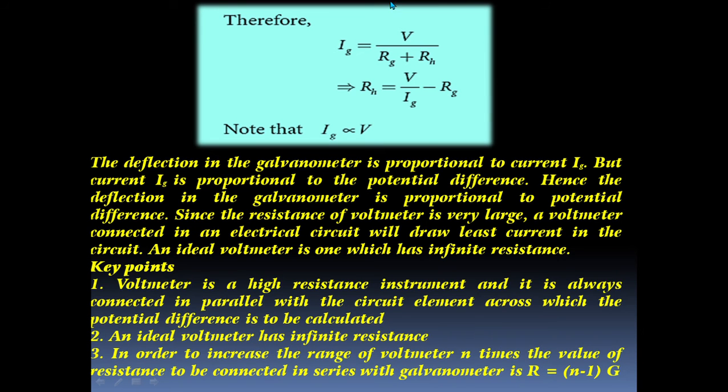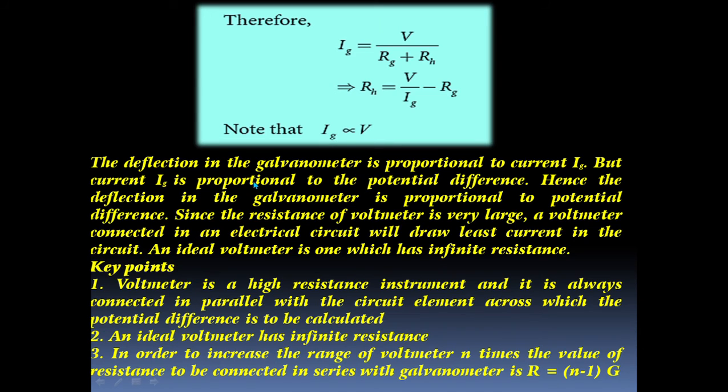The next step is Ig is equal to V divided by the total resistance, which is Rg plus RH. So Ig is equal to V by (Rg plus RH). Now rearrange this step: RH is equal to V by Ig minus Rg. Note that galvanometer current is directly proportional to potential difference. That means if the galvanometer current increases, the potential difference also increases. Ig is directly proportional to V.